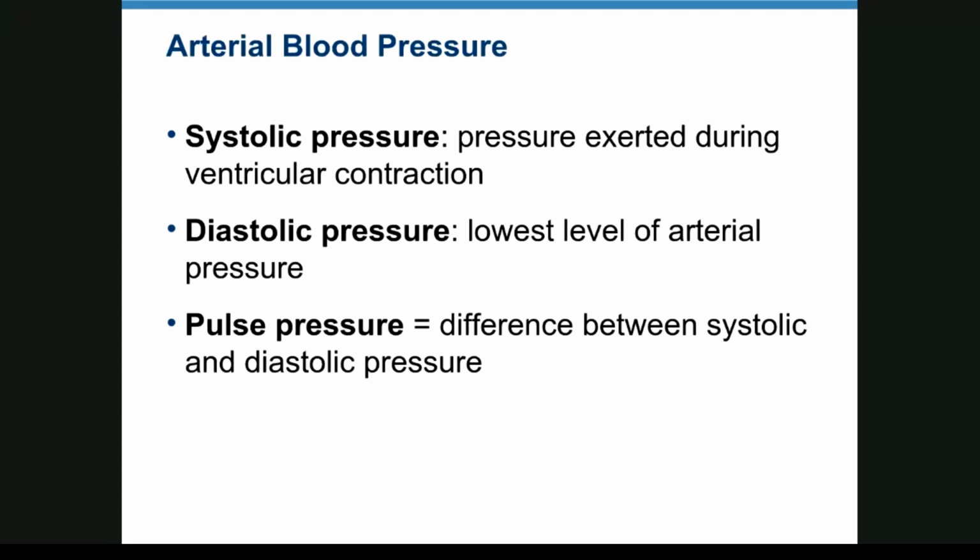When we look at blood pressure, we look at three things. The systolic pressure is the highest number, the pressure exerted during ventricular contraction. Diastolic pressure is the lowest level of arterial pressure. If you can't remember which is which, remember when you die, your blood pressure goes way down. And then we have pulse pressure, which is the difference. You subtract diastolic from systolic, and that's useful for certain things.